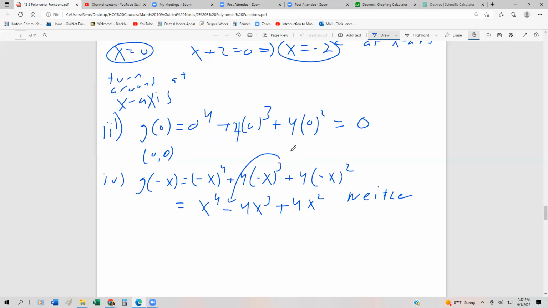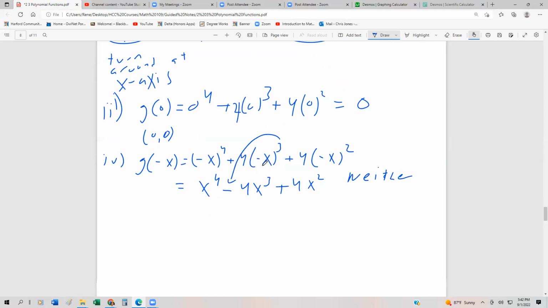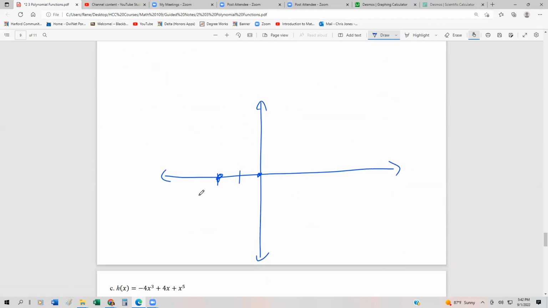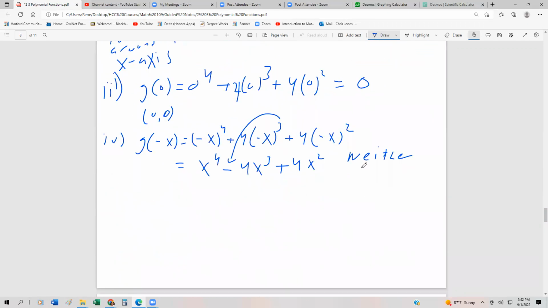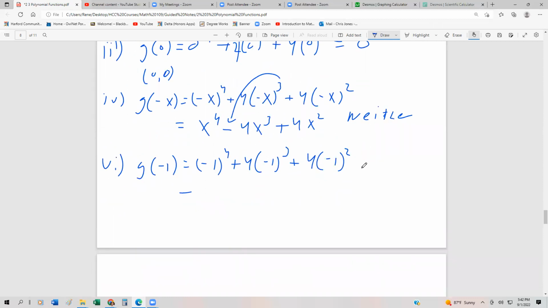We'll go back and check the turning points in a moment, but let's go ahead and find a couple points in between. If we go down here, the only point in between the zeros is at -1. So let's find g at -1. So g at -1 is going to be -1 to the fourth plus 4 times -1 cubed, and then plus 4 times -1 squared. And so if we evaluate this, that's going to be 1 plus -4 plus 4, or just 1.